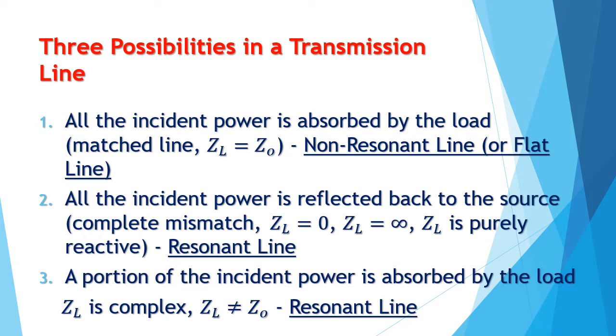The third possibility is that a portion of the incident power is absorbed by the load and a portion is reflected back. This happens when the load impedance is complex, or the load impedance is not equal to the characteristic impedance of the line. This is also called a resonant line.